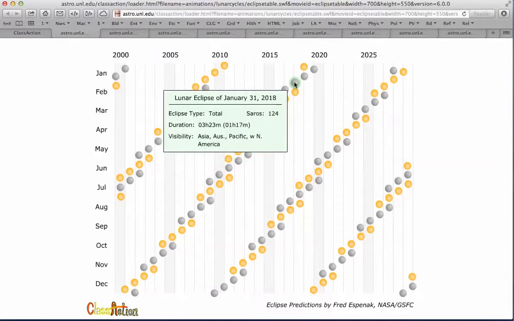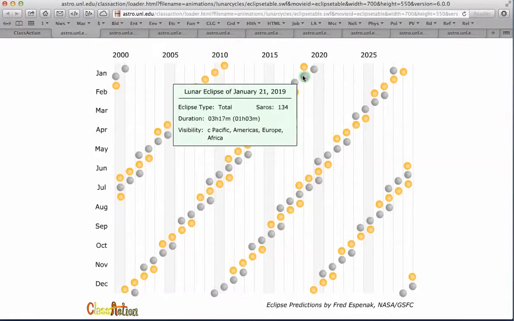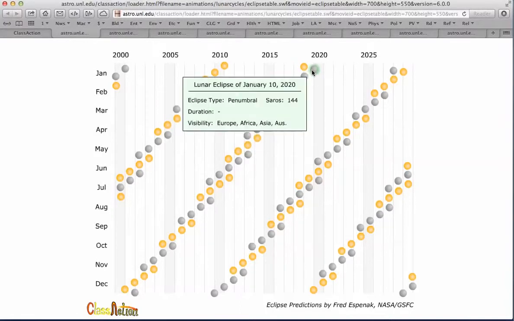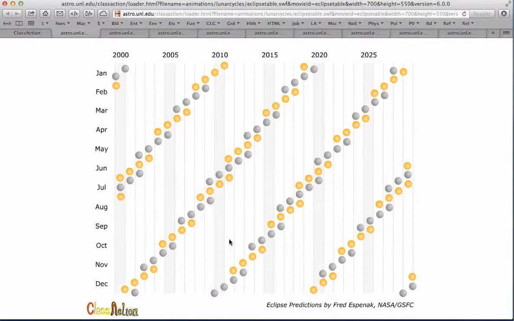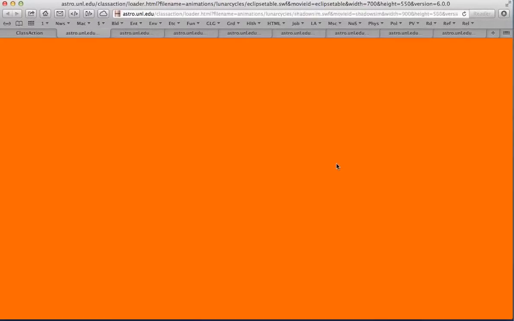That doesn't give as much. Take a look at the length of this one, the duration, 3 hours and 23 minutes. Earth's umbra is big compared with that of the moon. I have no idea why they aren't listing the durations for those. Oops. Okay. Just kind of cool.